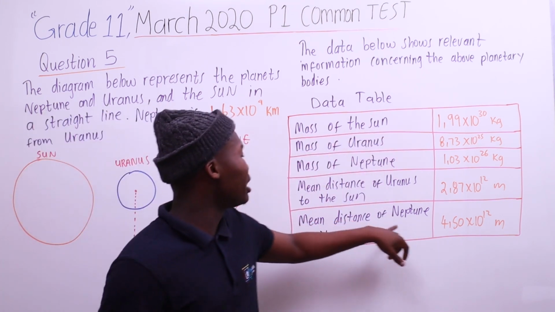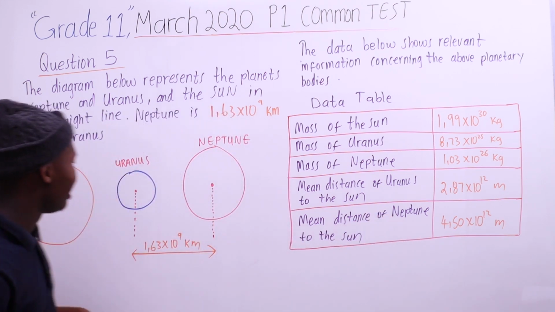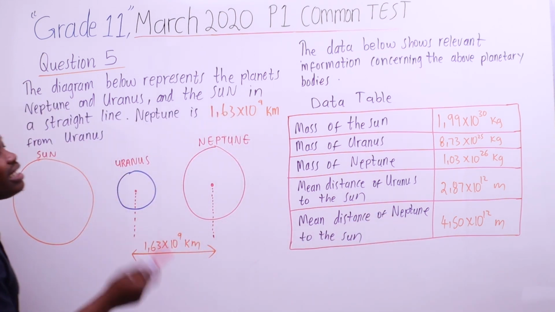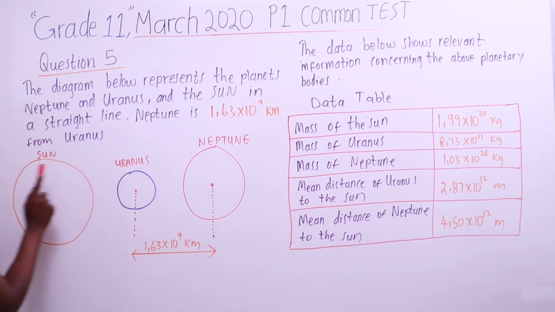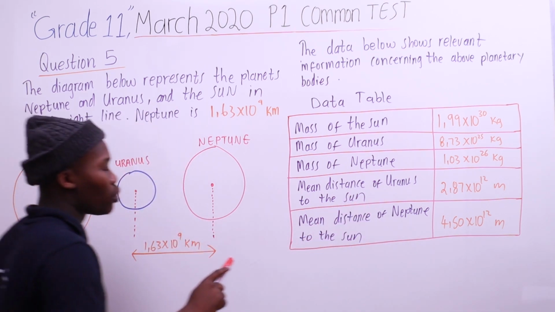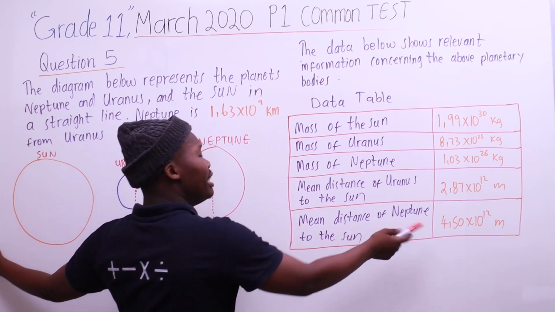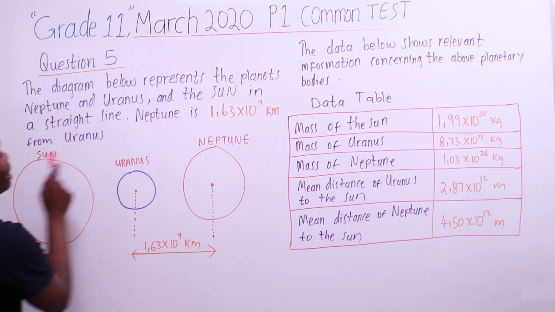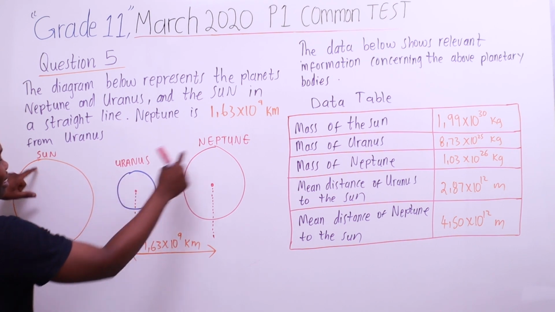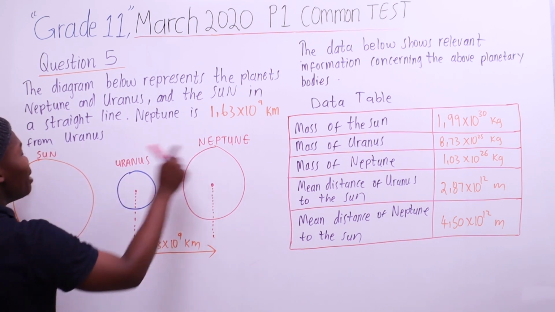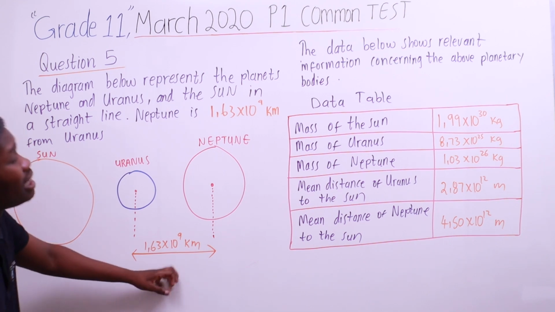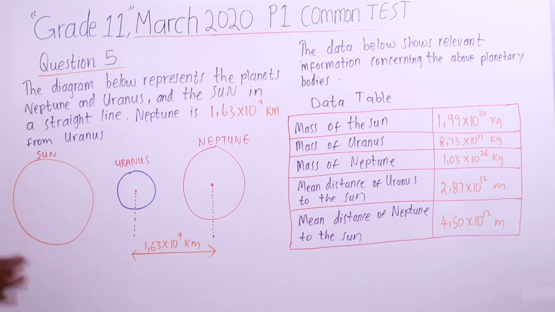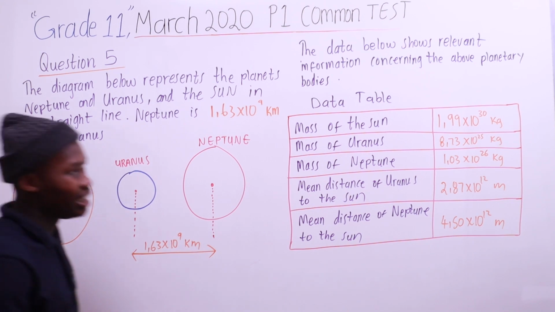And then the mean distance of Neptune to the Sun. They gave us the distance from Uranus to the Sun, and then Neptune to the Sun. So that subtraction is what will give us the distance between them. But remember, we will need to convert. So out of everything we have now, how will we proceed?